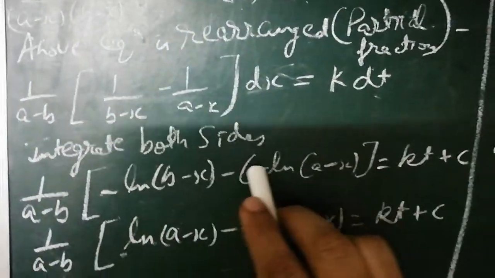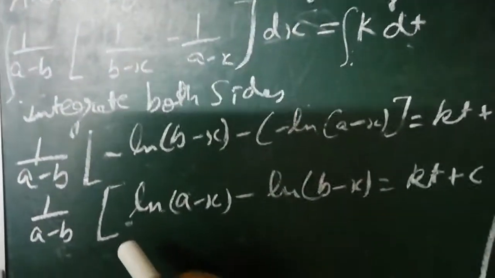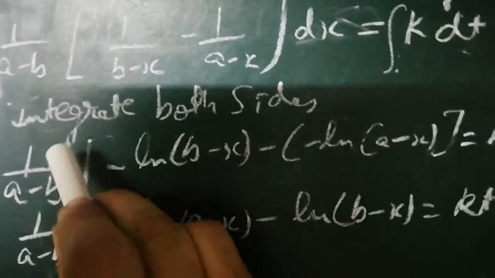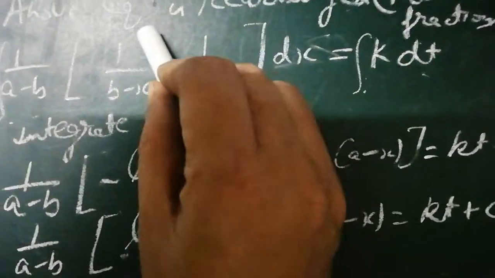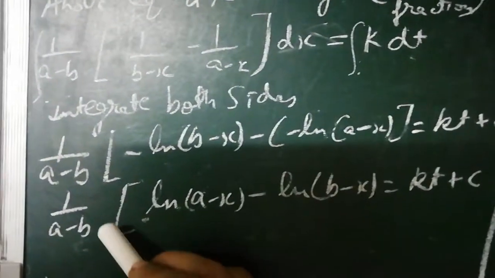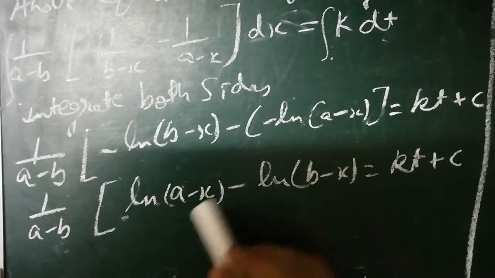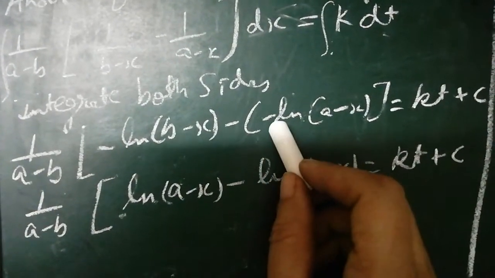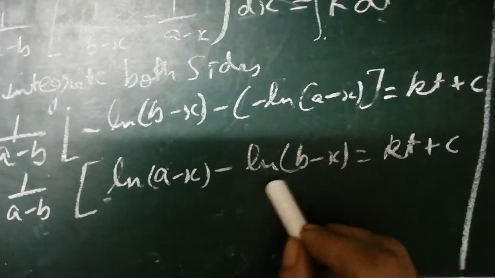Now we will integrate both sides. On integration we get 1 over (a minus b) times [minus ln of (b minus x) minus ln of (a minus x)] is equal to kt plus c. So 1 over a minus b, minus minus becomes plus, so this term is written in the front: ln of (a minus x) minus ln of (b minus x) is equal to kt plus c.